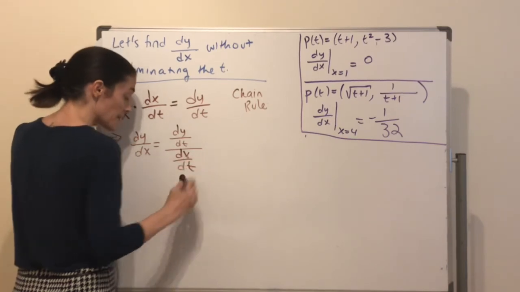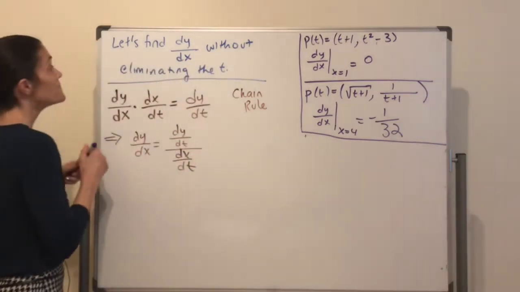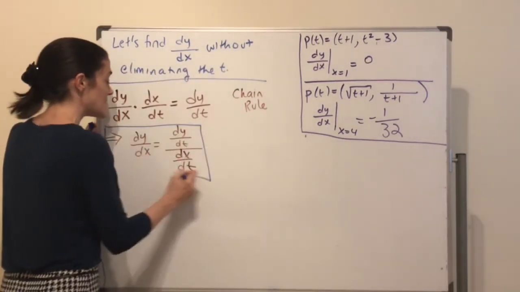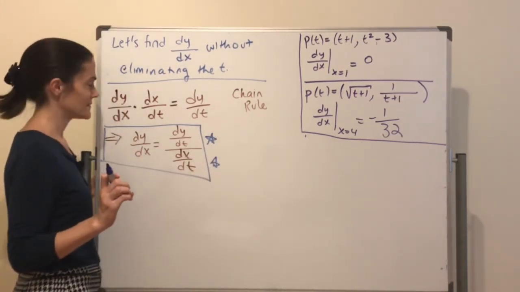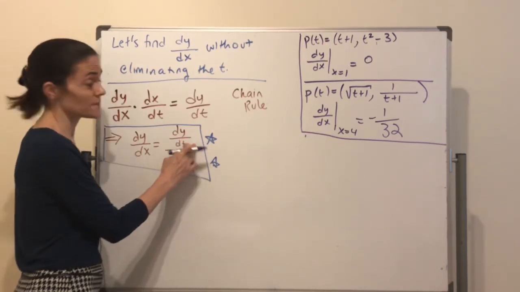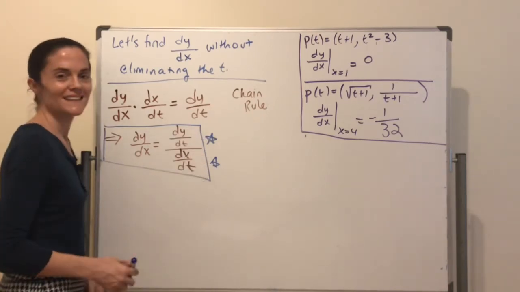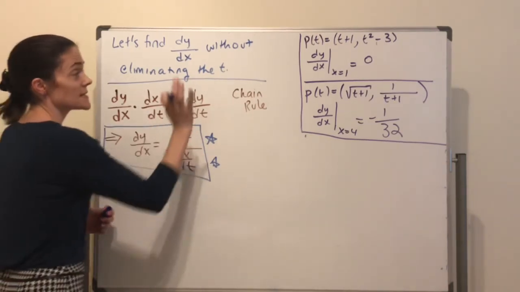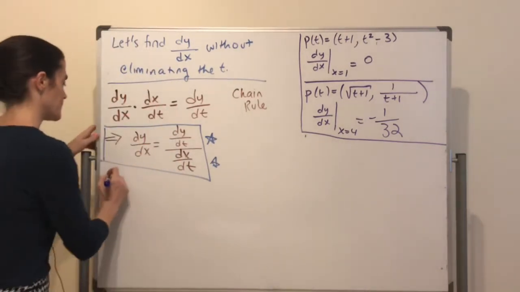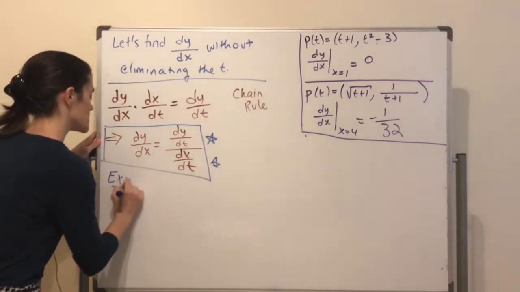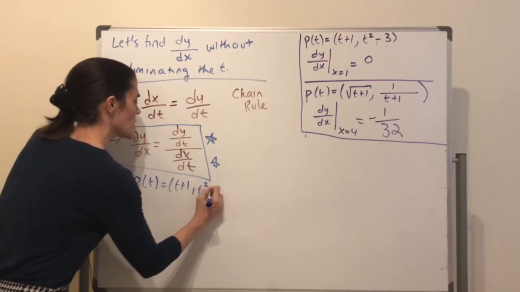And this here, I'll put it in a blue box. This is how we will calculate dy dx, okay? Because we have y as a function of t, x as a function of t, we can differentiate each one, and then we just take this quotient. Okay, so let's practice this on these two examples, and then we will do a few where I do not eliminate the t. So in this first example, p of t is t plus 1, comma, t squared minus 3.